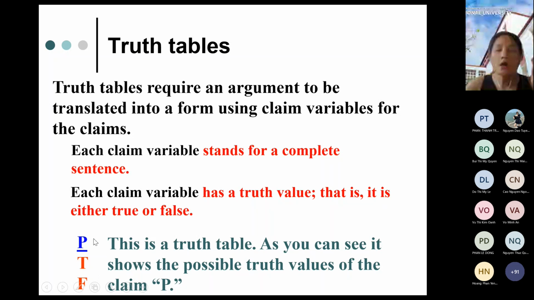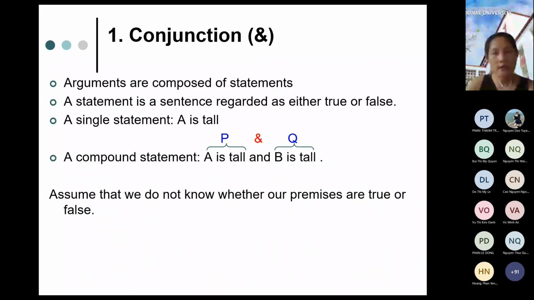So we are going to use the truth table to list up all of the possibilities for the variable's value. This is a very simple truth table. For sure, later on when you deal with the exercise or the example, the table will be much bigger. Remember, each claim must be a complete sentence or statement, and each of the variables might have true or false value.